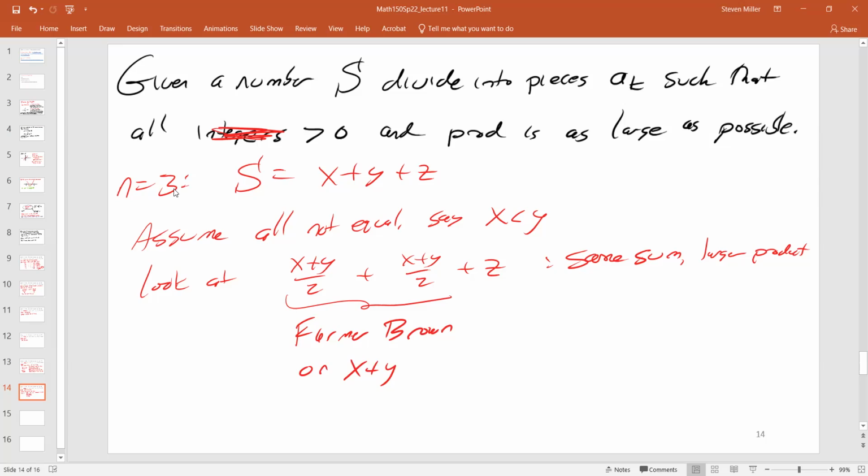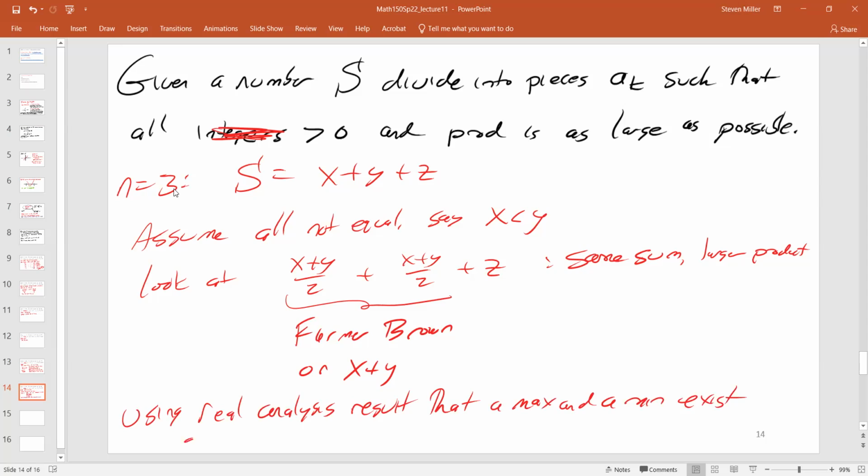And so we know there has to be some point where there's a maximum or minimum, and if they weren't all the same, then we would have a contradiction. I could always find a point that's better. So using the real analysis result that a max and a min exist as we have a closed set.